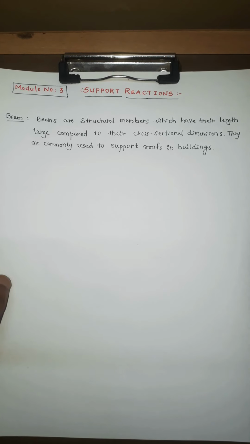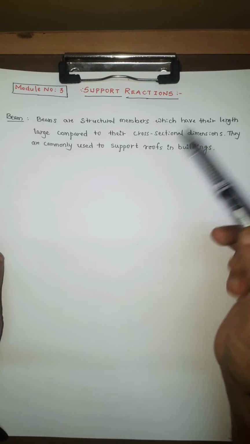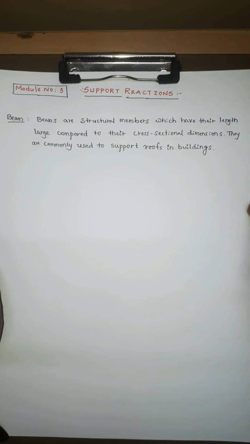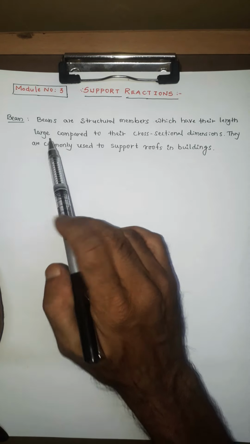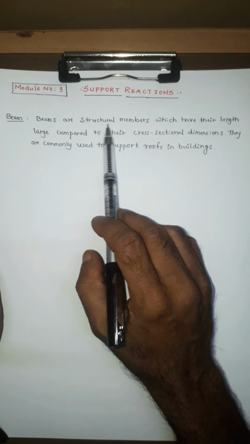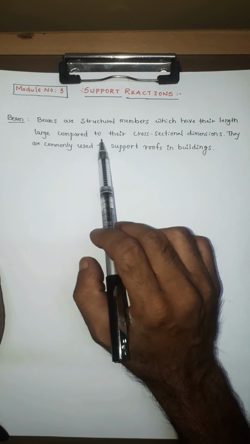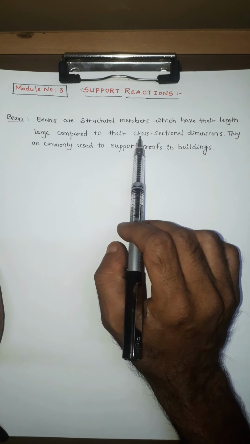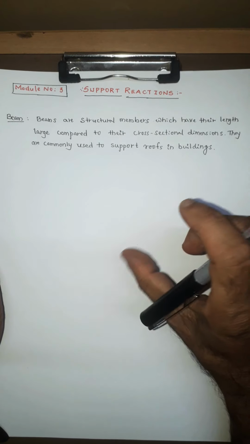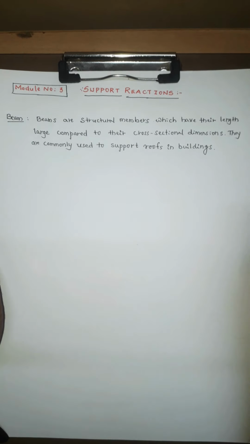So what do you mean by a beam? You know that we are in the civil engineering field, and there are different types of beams we are using. Beams are nothing but structural members which have their length larger compared to the other cross-sectional dimensions. If you see the width and depth of the beam, the length of the beam will be more.